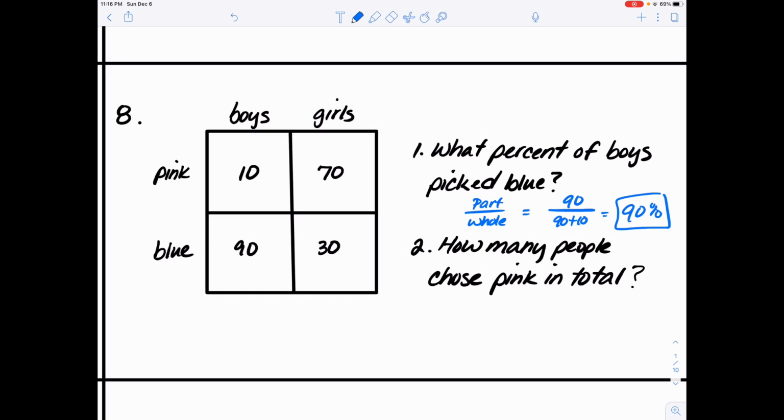Question number 2 says, how many people chose pink in total? So I'm looking for all of the particular votes, both boys and girls, that selected pink as their answer. In our case, we can do 10 plus the 70 to get our total number of people that chose pink, and that would be 80.